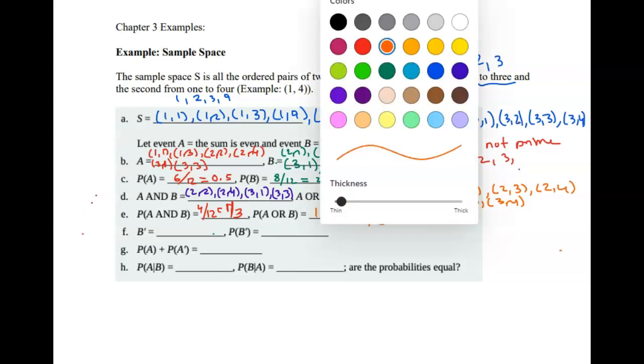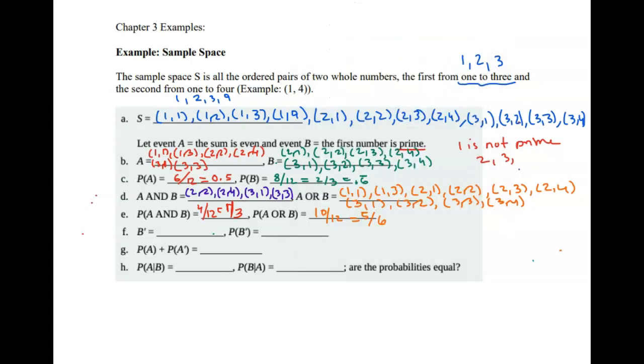All right, let's look at the next one. B prime means all the occurrences that are in your sample space but not in B. So if you take all the B occurrences out of the sample space, what's left over? B has all the ones starting with 2 and 3, but none starting with 1. So this is going to be 1,1, 1,2, 1,3, and 1,4. Probability that B prime occurs is how many in here divided by how many in the sample space: 4 over 12, or 1/3.